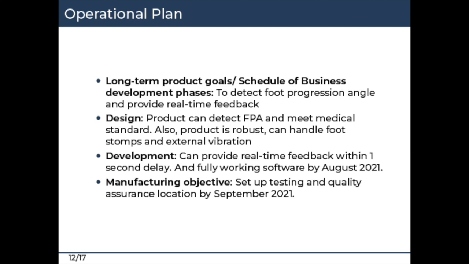For our operation plan, the long-term product goal is to develop a wearable sensor to detect foot progression angle and provide real-time feedback. The design of the product has to meet medical standards and be robust enough to handle stomp and vibration caused by the patient.